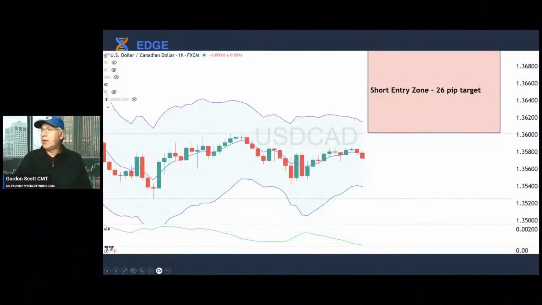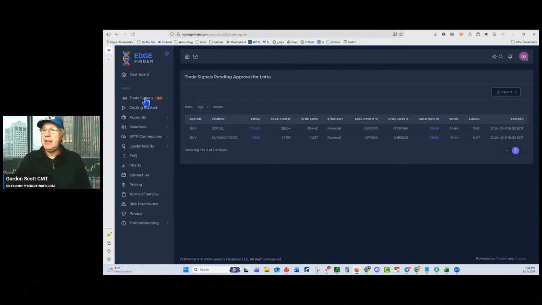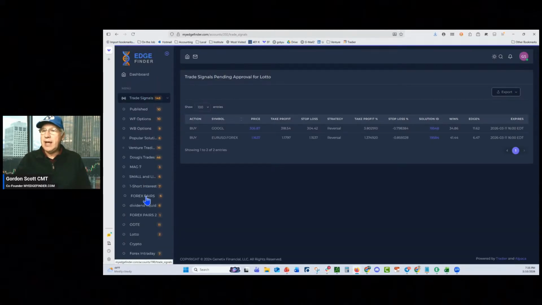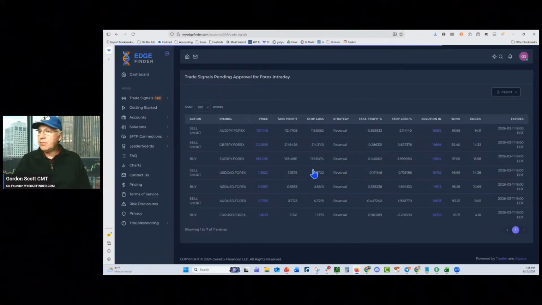Here's the chart. There's a zone of short entry anywhere up in there. You can see the price has just kind of been going flat, but if it gets up a little bit, short it, because at least for 26 pips, you can get that drop pretty reliably. And when I say reliably, I mean this particular trade came from my Forex intraday solutions, and it's right here. This is the solution. This is what this particular trade setup is.